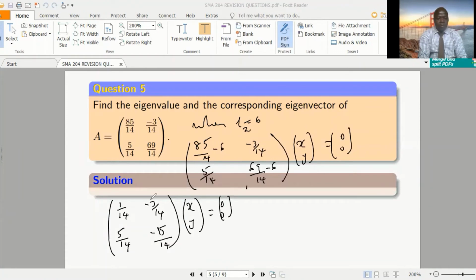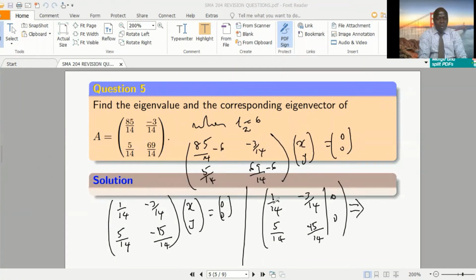Now from here you can use Gaussian elimination straight away. So it will be 1 out of 14, negative 3 out of 14, 5 out of 14, negative 15 out of 14, 0, 0. And this time, I want to create a leading one here. Multiply this row 1 by 14. Multiply row 1 by 14.